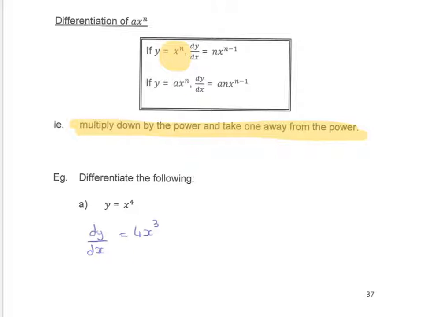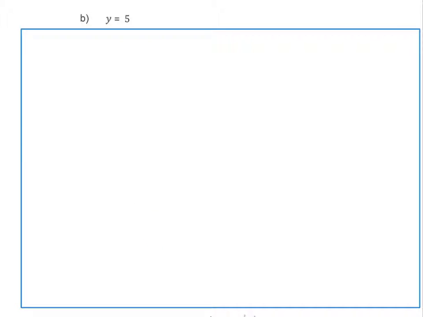Let's have a look at the first example then. We've got y equals x to the power of 4 and we're asked to differentiate it. So that means we multiply down by the power of x and we subtract one away. So we're going to multiply down by the 4 and take one away from the 4, so it becomes a 3. So the differential dy by dx, it's important we put that in, dy by dx, the differential equals 4x cubed. Part B, we have y equals 5 and we've been asked to differentiate this.